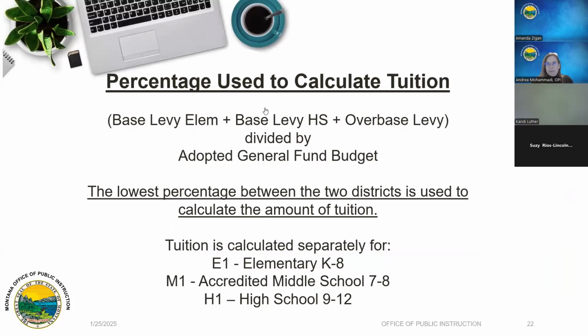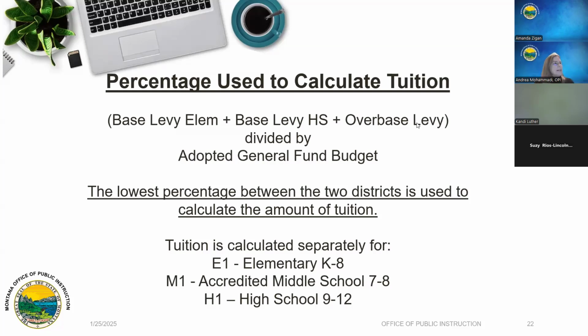When we calculate the tuition between the two districts, you've got the district of attendance and you've got your district of residence. You use the lowest tuition between those two districts. And this just explains how they calculated out the percentages. And it's based on your base levy for your elementary. If you're K-12, you add in your high school plus your over base levy and you divide it by your adopted general fund budget for the current year.